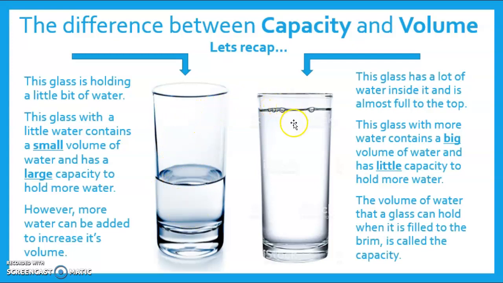This glass of water has a lot of water inside it and is almost full right to the top. This glass with more water contains a big volume of water and has a little capacity to hold more water. The volume of water that a glass can hold when it is full to the brim is called its capacity.